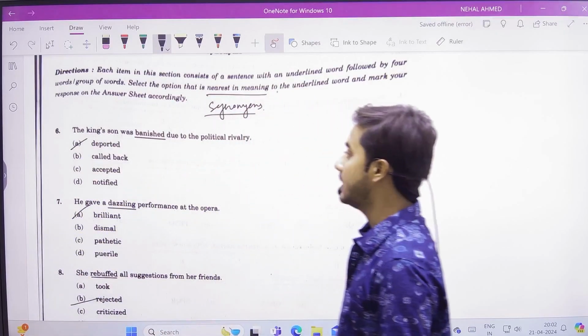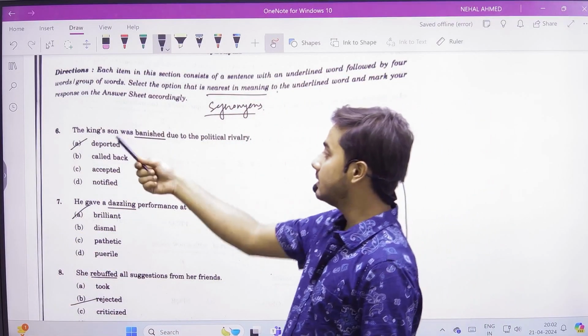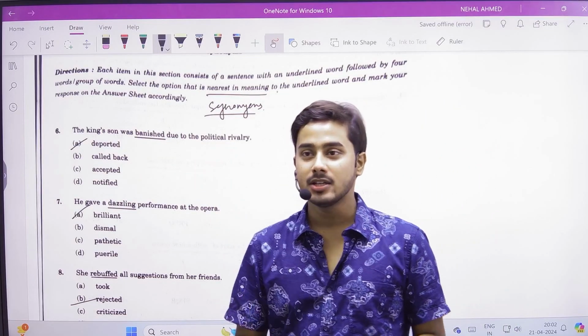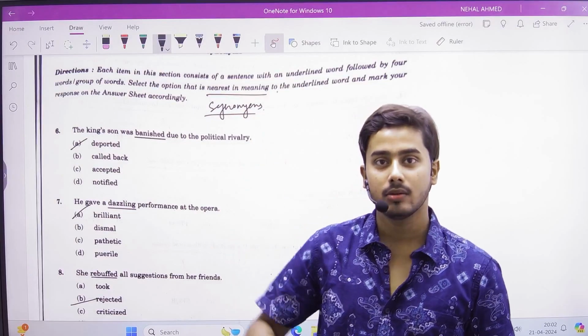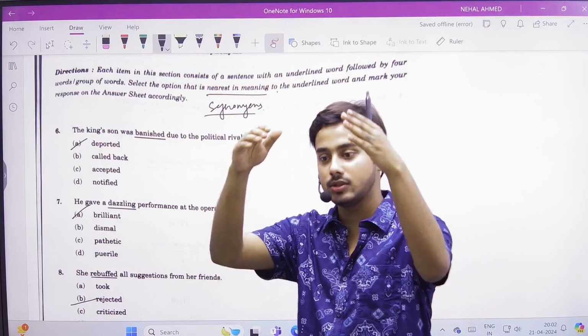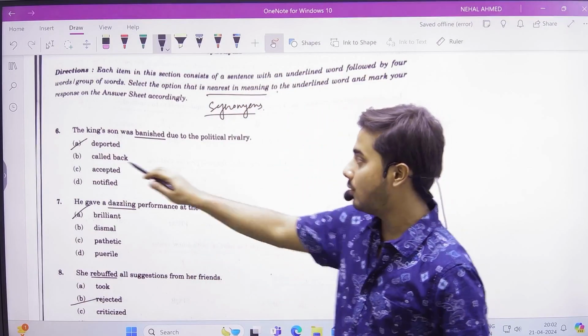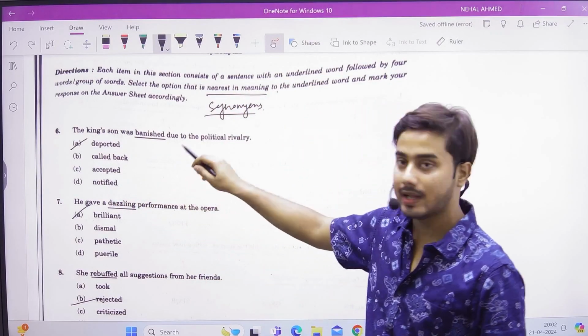Let's look at our first sentence. The king's son was banished due to political rivalry. Banished to exile, right? To give away, to ask to go far. So thus deported is the word that goes well with banished.